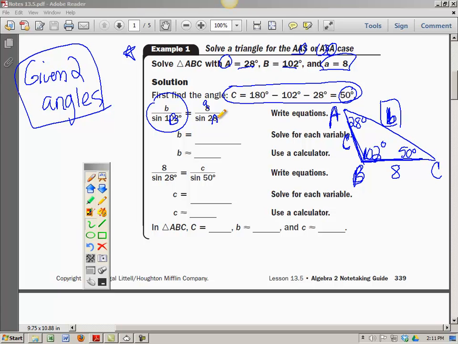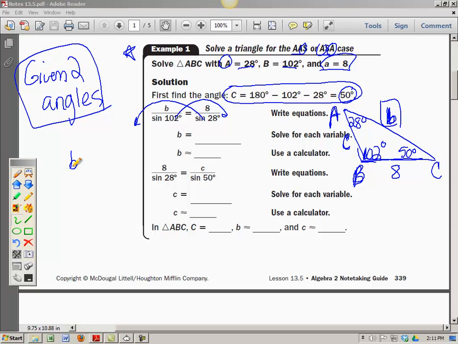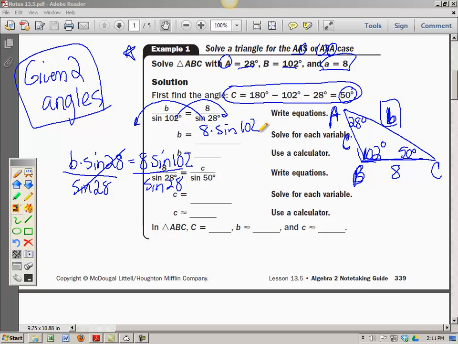Now, the way that I would do this then is I would use cross products. Okay, so I'm going to use cross products and go, okay, sine of 28 times B and 8 times the sine of 102. And so my math for this then would be B times the sine of 28 is equal to 8 times the sine of 102. From there, to solve for B, I would divide both sides by the sine of 28. And then these would cancel out, and I get B is equal to 8 times the sine of 102, all divided by the sine of 28.